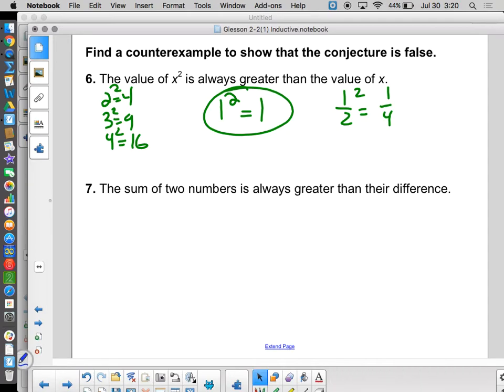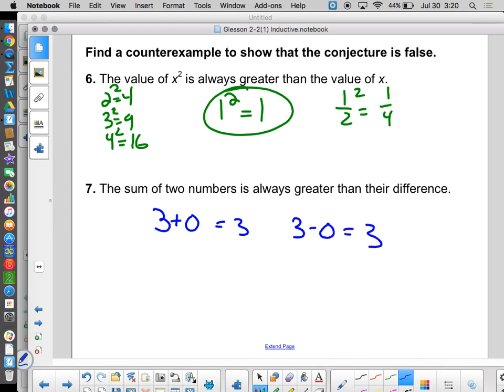The sum of two numbers is always greater than their difference. Now, at this point, you've seen a couple of counterexamples. Maybe if I throw a 0 in there. 3 plus 0 equals 3. 3 minus 0 equals 3. Is the sum greater than the difference? No, it's not. Another good choice might be to throw a negative number in there. This would be a counterexample, by the way.